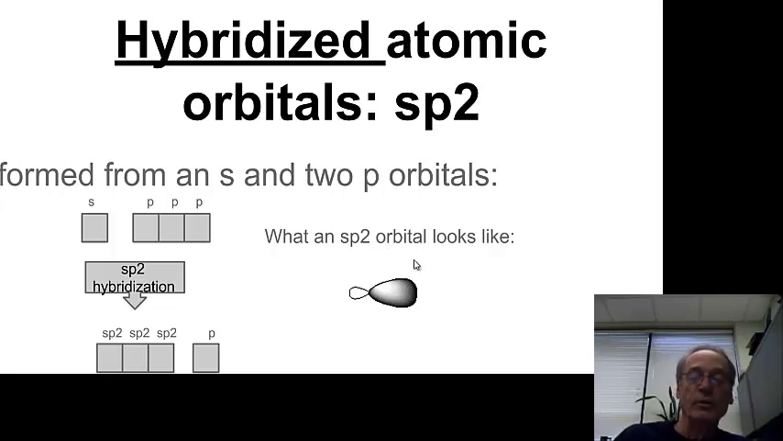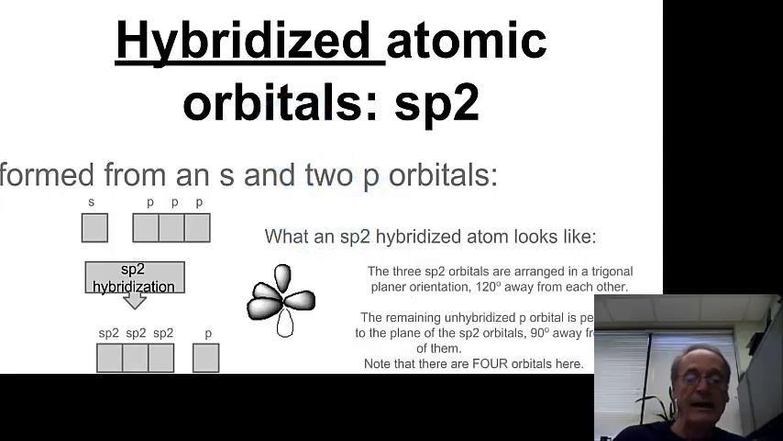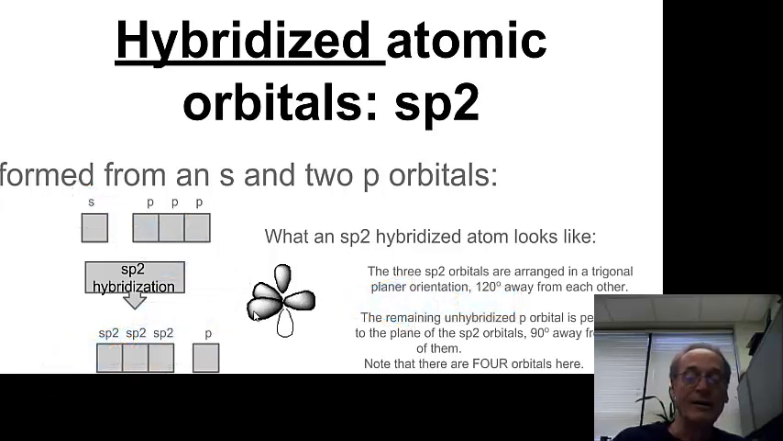What does an sp2 orbital look like? Well, interestingly, it looks pretty much like an sp3 orbital. A big part and a little part, a positive phase and a negative phase, a node in between, these 2 lobes and a node in between. And how are these 4 orbitals, 3 sp2s and a p, oriented with respect to each other on an atom? Well, the 3 sp2s, here, here, and here, are arranged trigonal planar. In other words, 120 degrees away from each other, all in the same plane. The p orbital that was unhybridized is still there, but it's perpendicular to the plane of the other 3 orbitals.